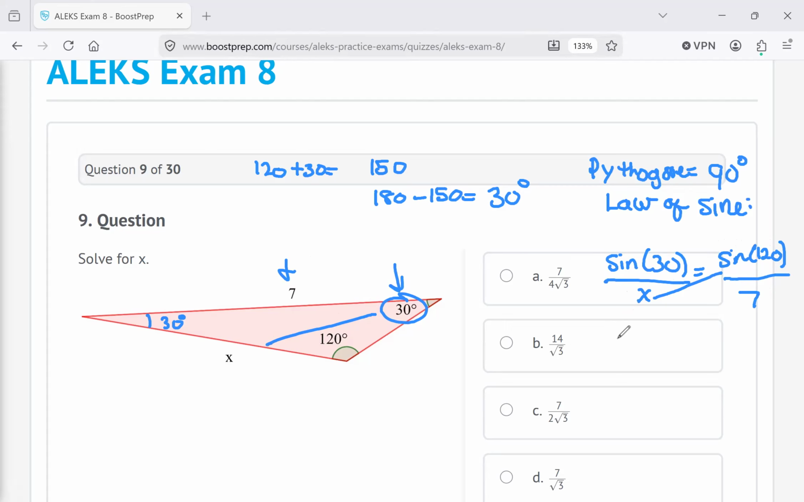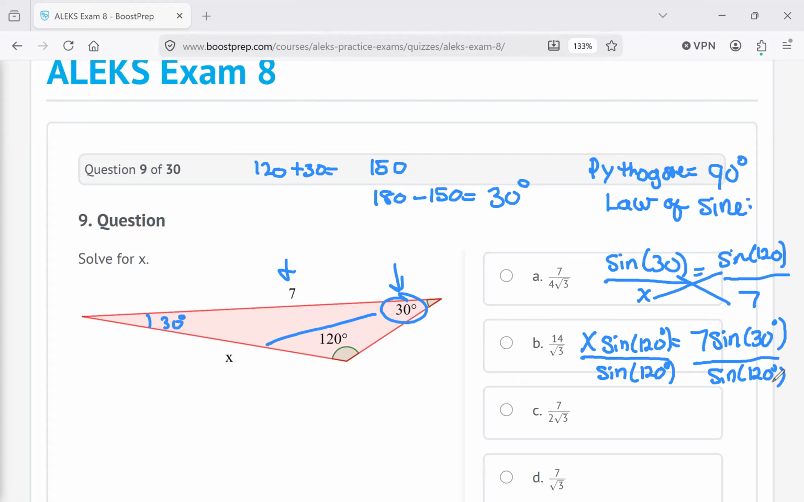So x times sine 30 is x sine 30, equals 7 times sine 120. Solve for x: you're going to divide both sides by sine 30. Put that in the calculator.